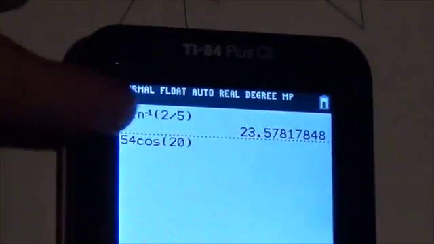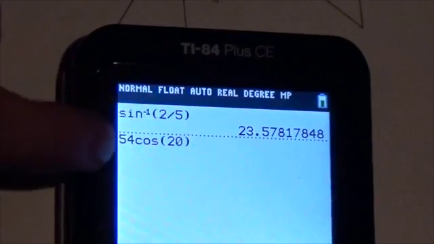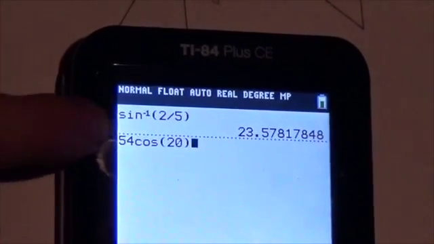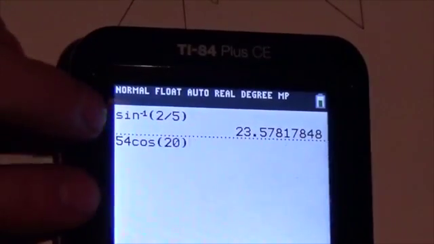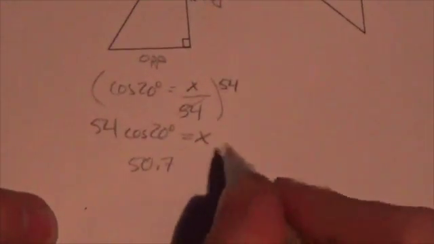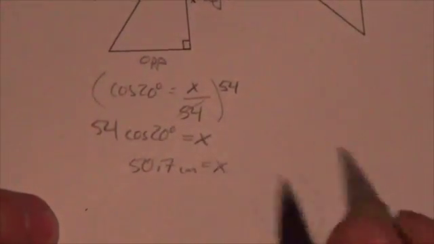In this case, if you compare this to the previous question we've done, there we were looking for an angle. Here we're not looking for an angle, so we're just using the cosine function, not the inverse cosine function. Press enter, and we get 50.7. Centimeters is our unknown.